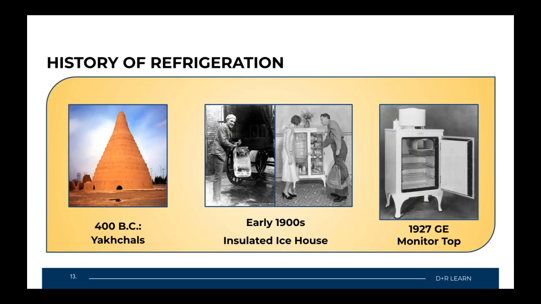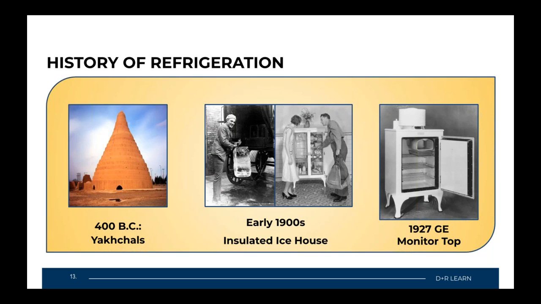If we start from 400 BC, we can see that the first use of refrigeration was the use of a conical ice house, also known as a yakhchal, which dates back to 400 BC. These were built by the Persians to capture and store ice. It was often used to store ice, but sometimes it was used as well to store food.